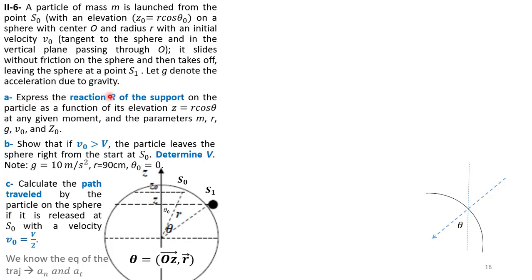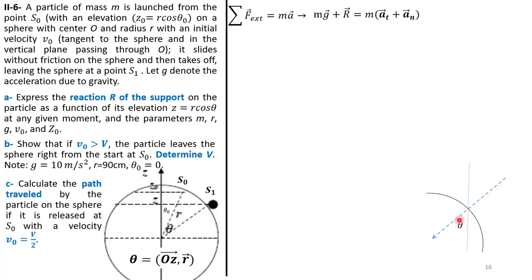Express the reaction R of the support on the particle as a function of its elevation z equal r cosine theta at any given moment and the parameters m, r, g, v0 and z0. So we need to find a force which is the reaction of the support. Let's find this force by applying the fundamental relation of dynamics on the mass m. So we need to find the reaction of the surface of the sphere on the mass m. So let's draw the free body diagram.